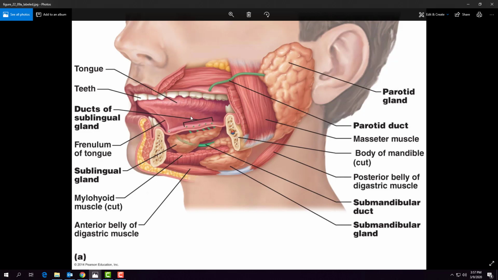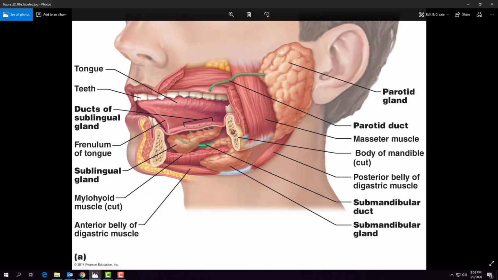This is usually the one that is secreting during any dental work that you have, and it feels like your mouth is filling up with water. It's usually this sublingual gland that's responsible for that. Okay, so there are some of the other structures of the digestive system in your mouth area.